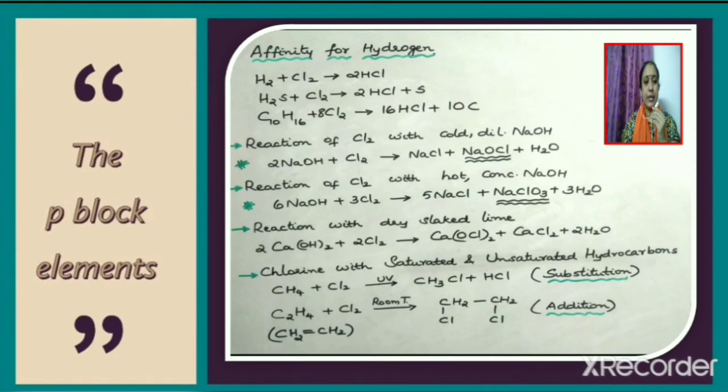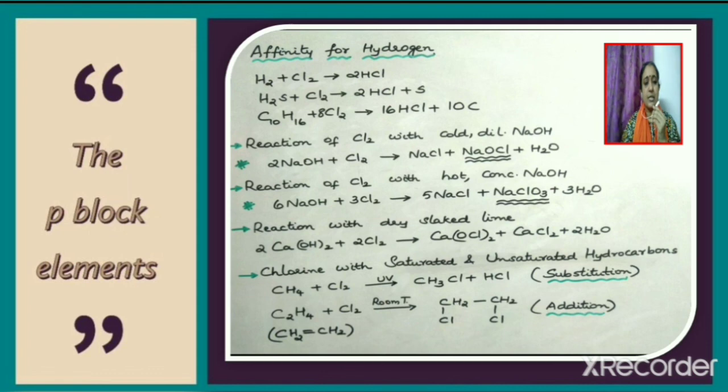Chlorine has great affinity for hydrogen. Chlorine can react with hydrogen to give hydrogen chloride. It can react with hydrogen sulfide to give HCl and sulfur. Chlorine can also react with C10H16 to give HCl and carbon. Now let us see how chlorine reacts with cold dilute sodium hydroxide solution and hot concentrated sodium hydroxide solution. Chlorine reacts with cold dilute sodium hydroxide solution to give NaCl, NaOCl and H2O. Whereas chlorine reacts with hot concentrated sodium hydroxide solution to give sodium chloride, NaClO3 and H2O.